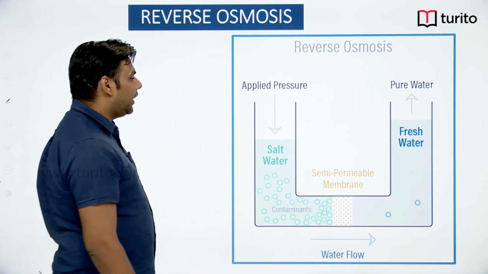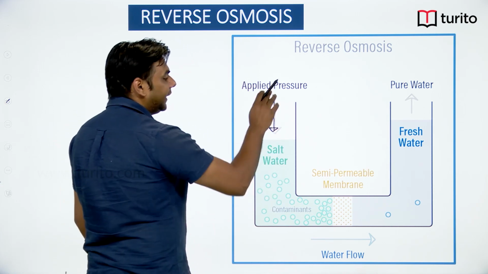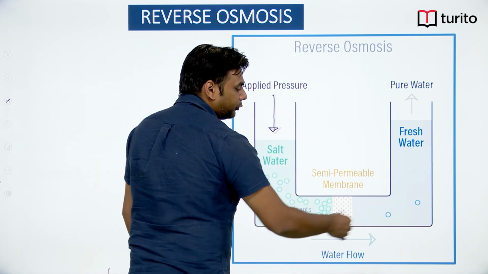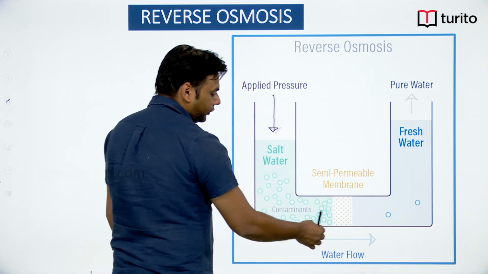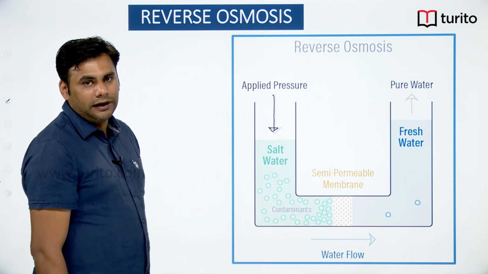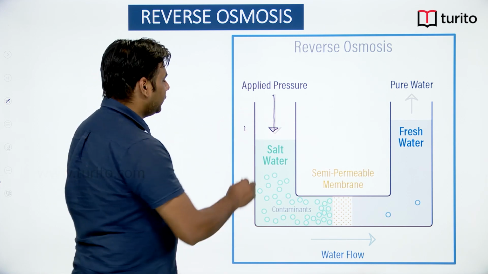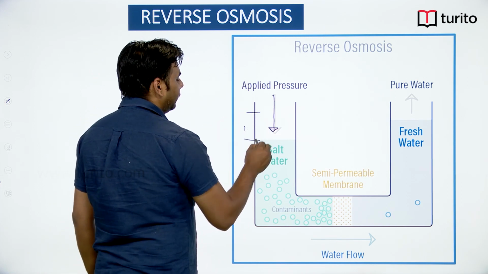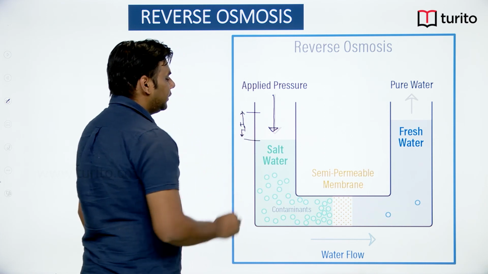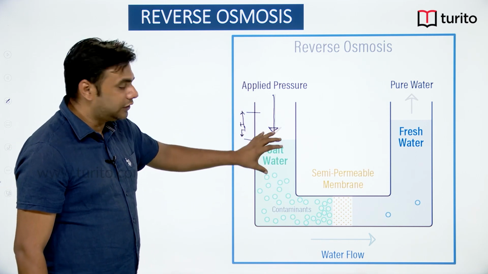So when you exert a pressure that is greater than the osmotic pressure, okay, so when normal osmosis was taking place, the fresh water was crossing the semi-permeable membrane and entering into the salt water side. So the salt water would keep on rising. Suppose it rose to this level. This column of height h would exert a hydrostatic pressure on this solution.